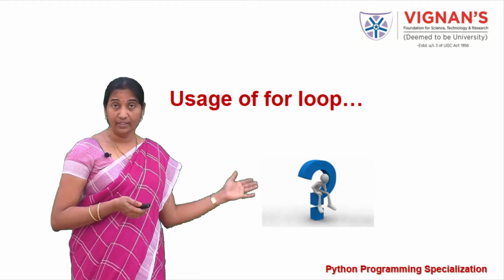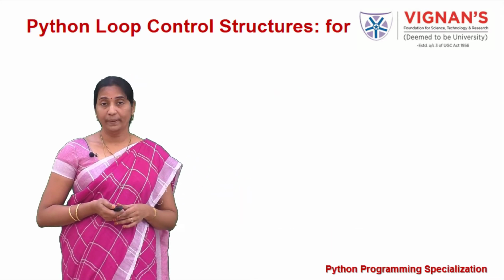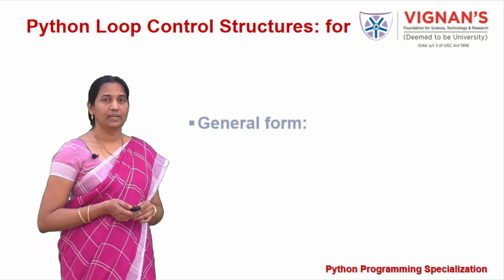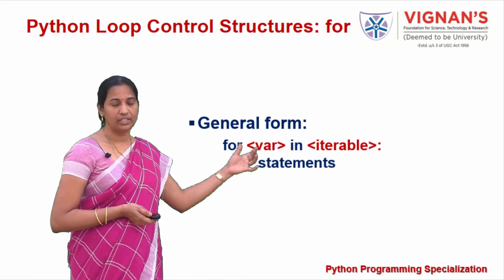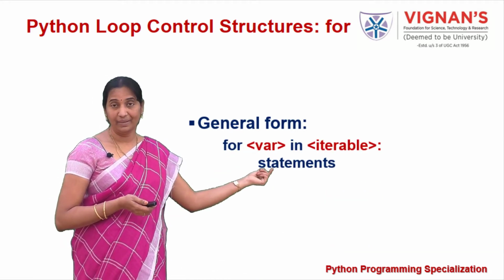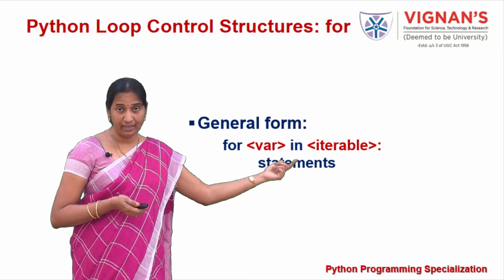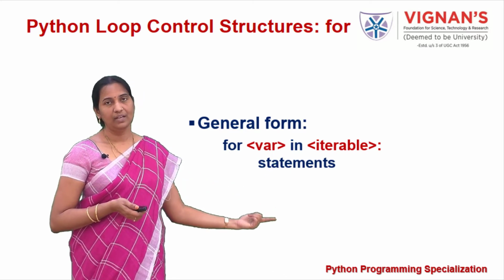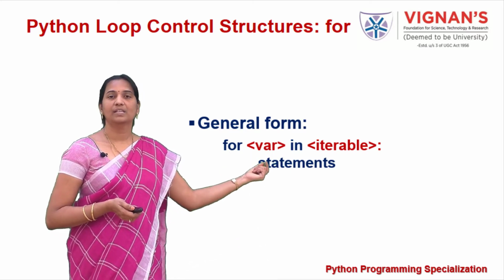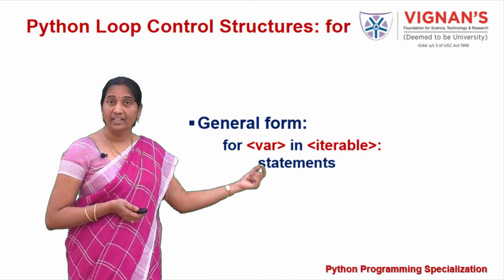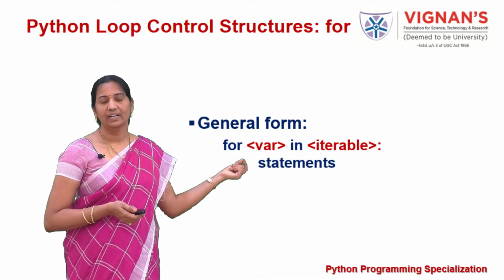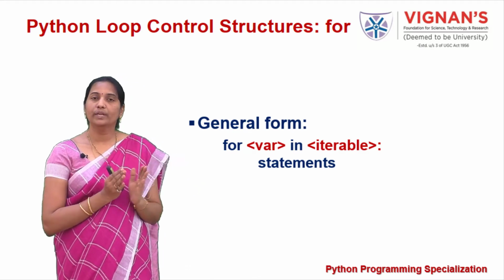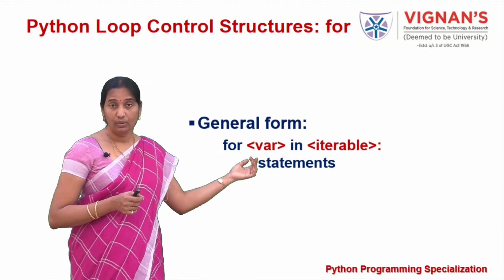Now let's see how we can use for to design the looping control structures. So let's have the general form first. The general form is: for variable in iterable, then a set of statements. Here the variable is the loop variable, for is the keyword and in is the keyword, and always you need to use an iterable with the for loop.